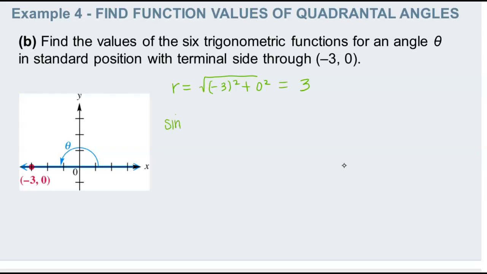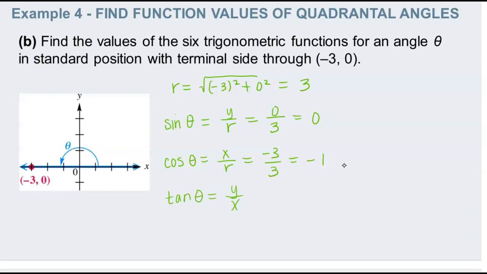The sine of the angle is y over r, or 0 over 3, which is 0. The cosine of the angle is x over r, negative 3 over 3, which is negative 1. And the tangent of the angle is y over x, which is 0 over negative 3, so that's 0.